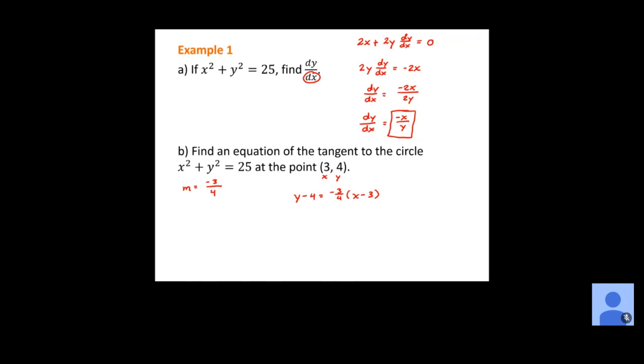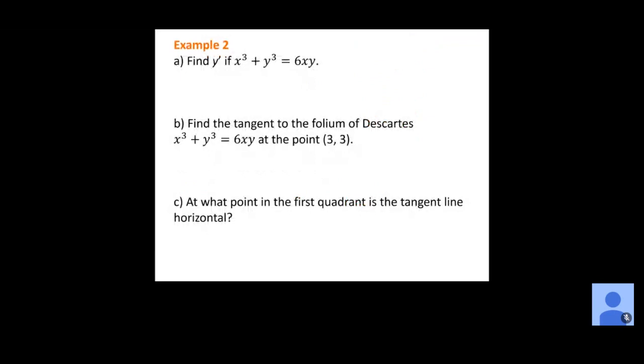All right. So let's take a look here at example 2. We want to find y prime, and this time our equation is x cubed plus y cubed equals 6xy. We're going to go through that same process here. We're just going to take the derivative on both sides because solving for y would be extremely difficult this time. So let's go term by term. What's our derivative for x cubed going to give us?